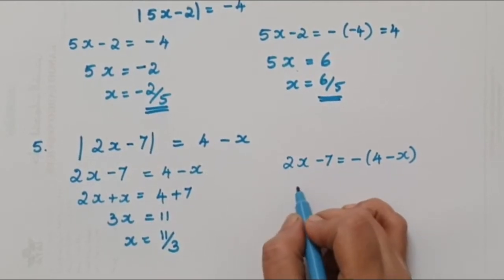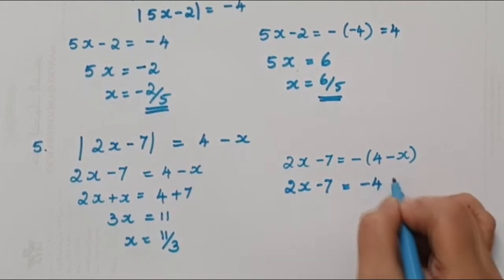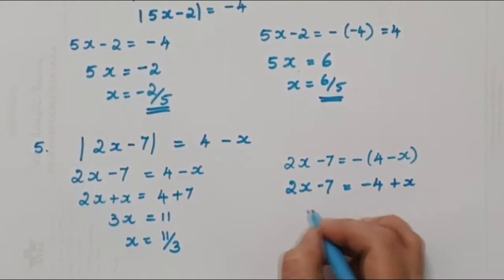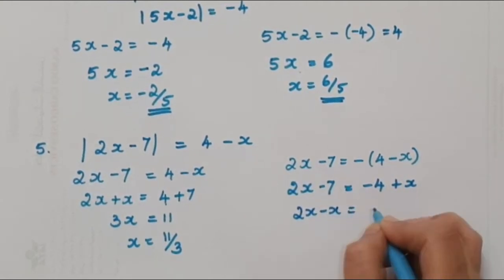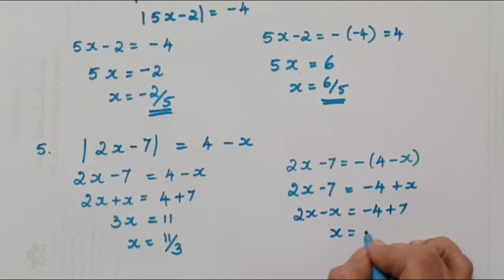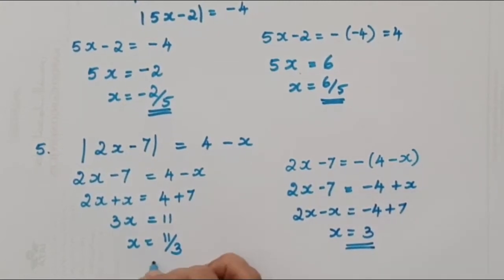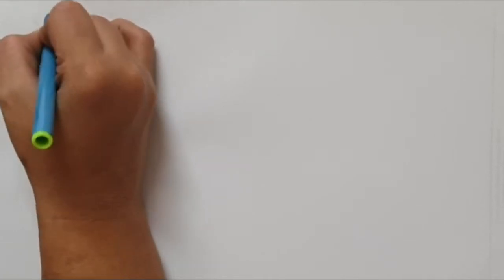Here it will be 2x minus 7 equal to minus 4 plus x. So when you take it, 2x minus x will be equal to minus 4 plus 7. So x will be equal to 3. So these are the two answers. Now the sixth question.